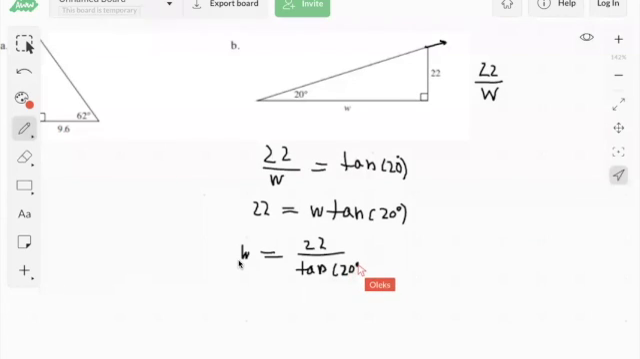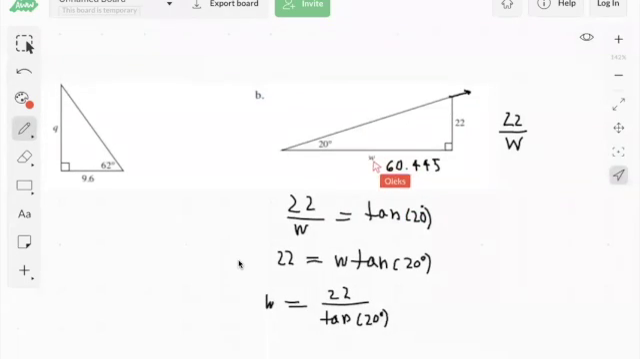So now just plug this into your calculator. 22 divided by tangent 20 is going to give us 60 with some fraction. Specifically, it's going to give us 60.445, and then we'll just round it there. So that's W, and based on the picture, it does look right. So now let's go to problem A.